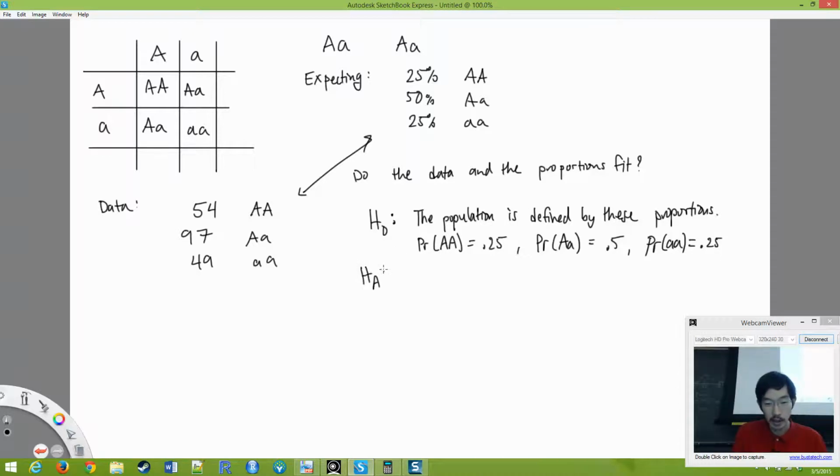And the alternative, if you have more than two categories, the only thing you can say is that at least one of these proportions is incorrect.